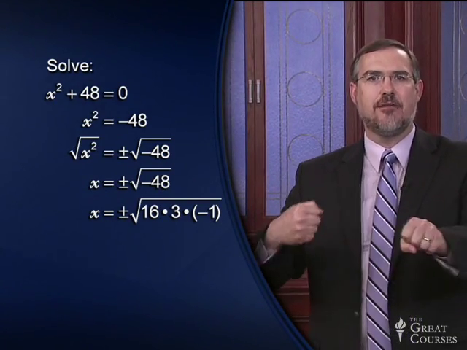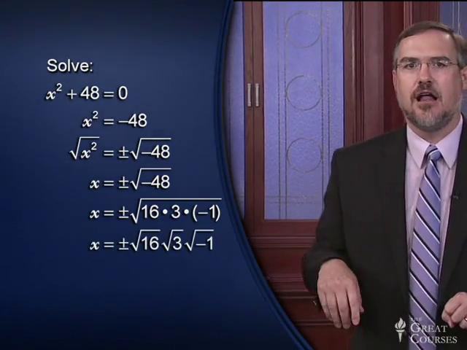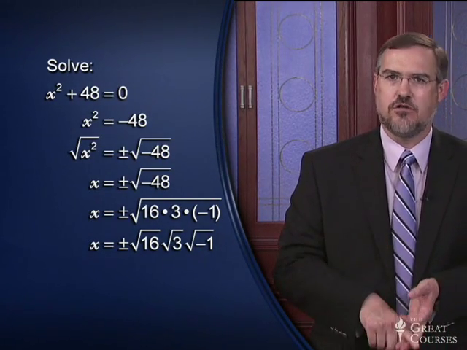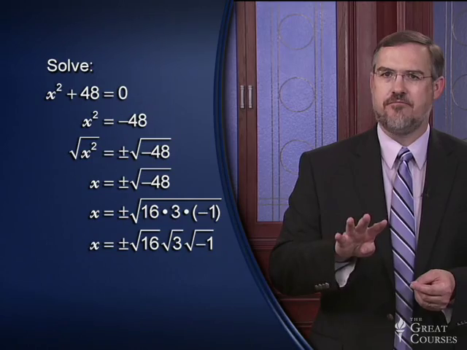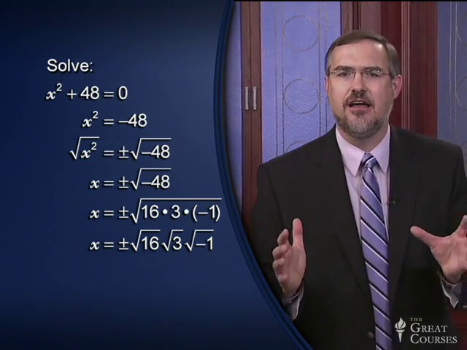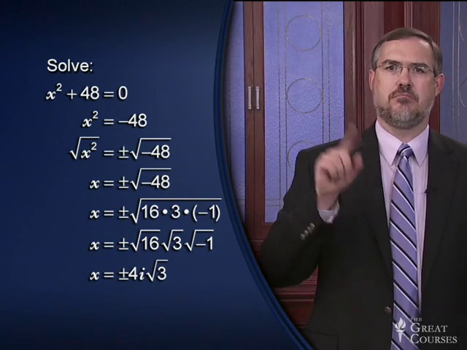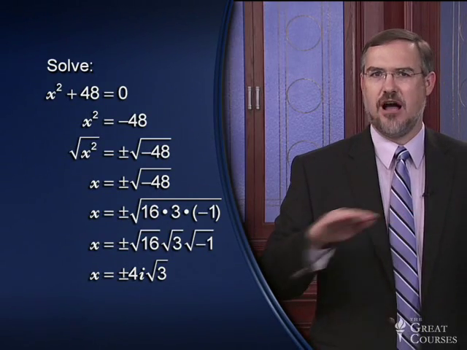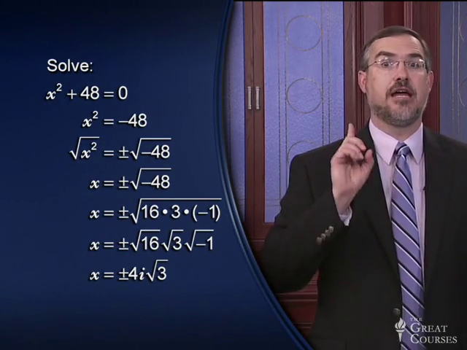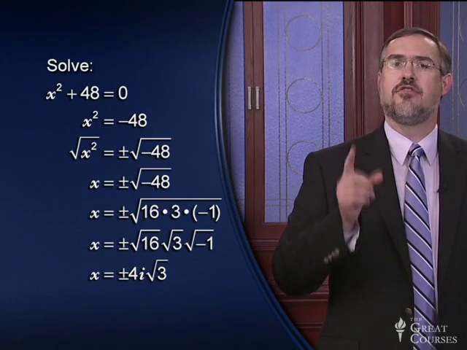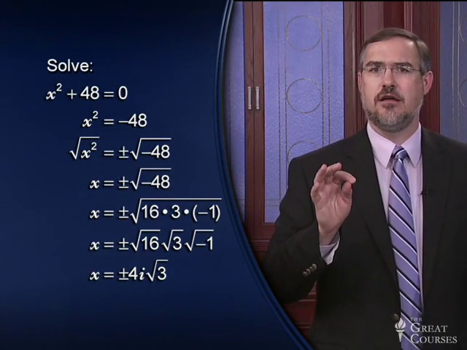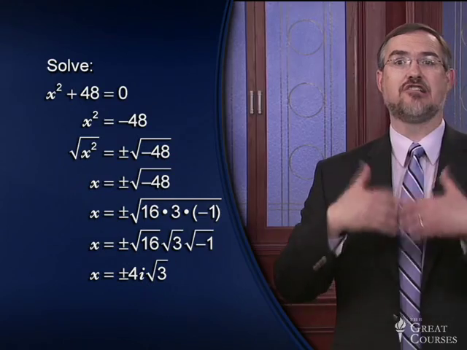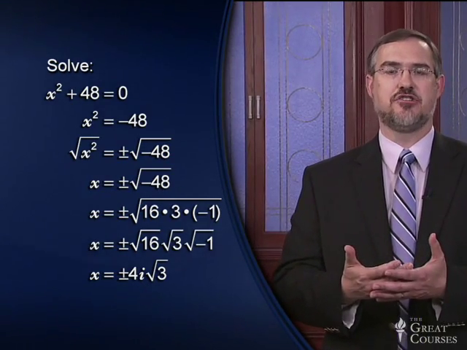And now I can split that up into the product of 3 square roots. And I'll have x equals plus or minus the square root of 16 times the square root of 3 times the square root of negative 1. Now, the square root of 16 is 4. The square root of negative 1, I'm just going to call this thing i. And that means I'm down to x equals plus or minus 4i times the square root of 3. Now, those are not real number solutions. I know they're not, but they are complex number solutions. They are x equals 4i times the square root of 3 and x equals negative 4i times the square root of 3. And those would be answers as long as we allow complex numbers to come into the game.